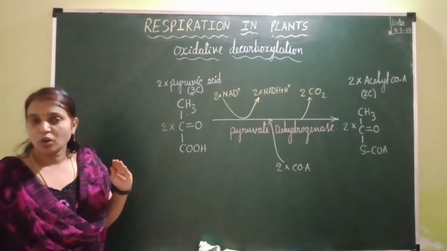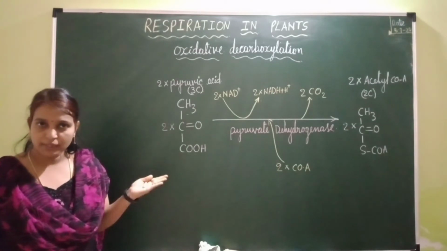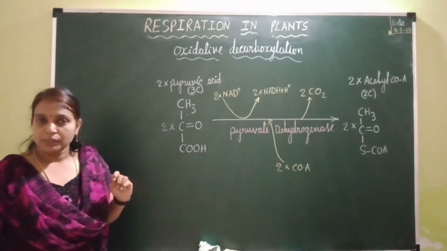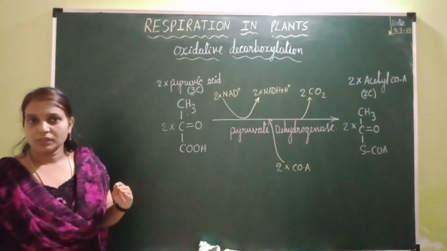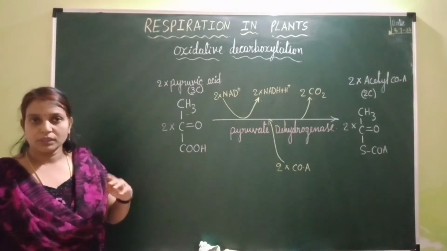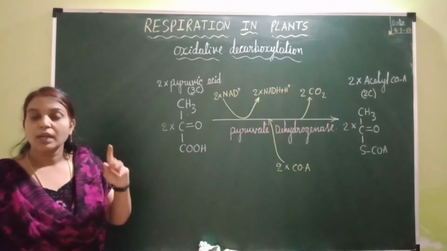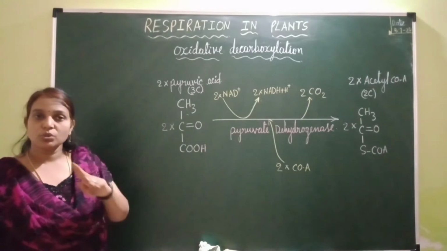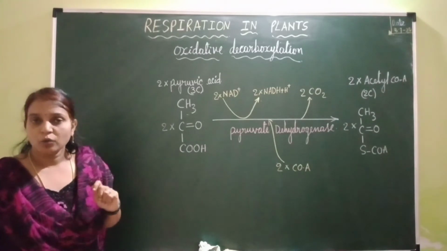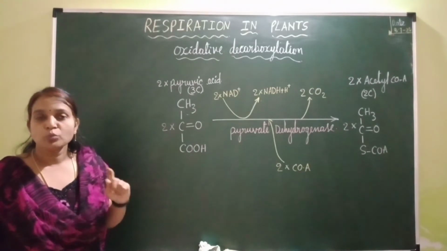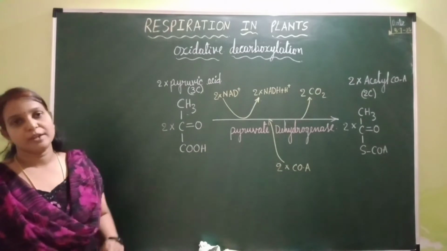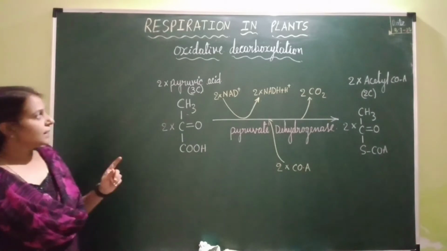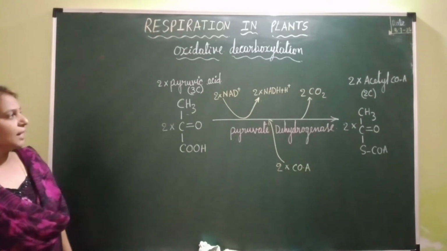Glycolysis is the common pathway of both aerobic and anaerobic respiration, and we studied glycolysis in the previous class. By the end of glycolysis, one molecule of glucose undergoes partial oxidation into two molecules of pyruvic acid, which are released into the cytoplasm of the cell. Now from the cytoplasm, these two molecules of pyruvic acid enter into the mitochondrial matrix, where they undergo oxidative decarboxylation. Now let's study that step, oxidative decarboxylation.